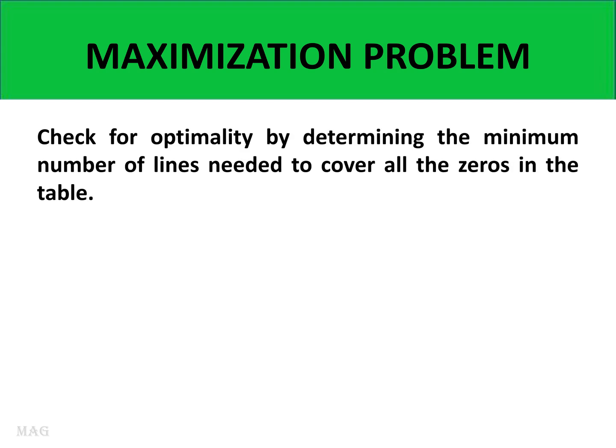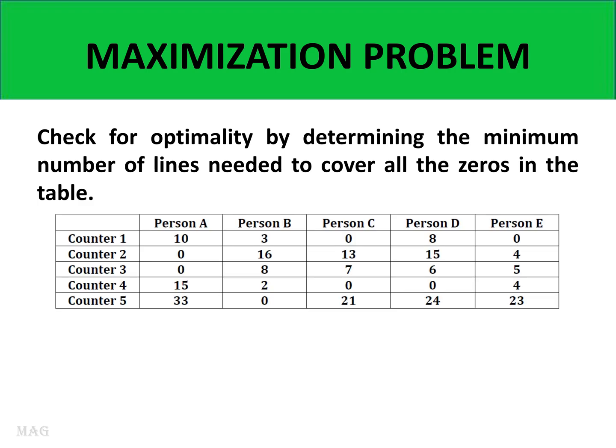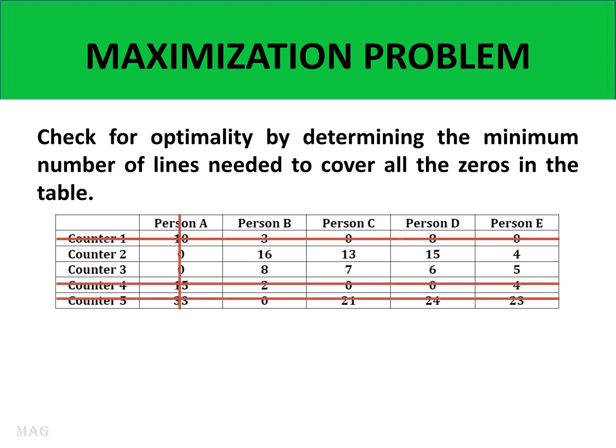And then we check for optimality by determining the minimum number of lines needed to cover all the zeros in the table. So for an optimal solution, there should be 5 lines to cover all the zeros. But in this case, we can only use 4 lines to cover all the zeros, which is less than 5. And this means that the opportunity cost table is not yet optimal. Therefore, we need to revise that table.